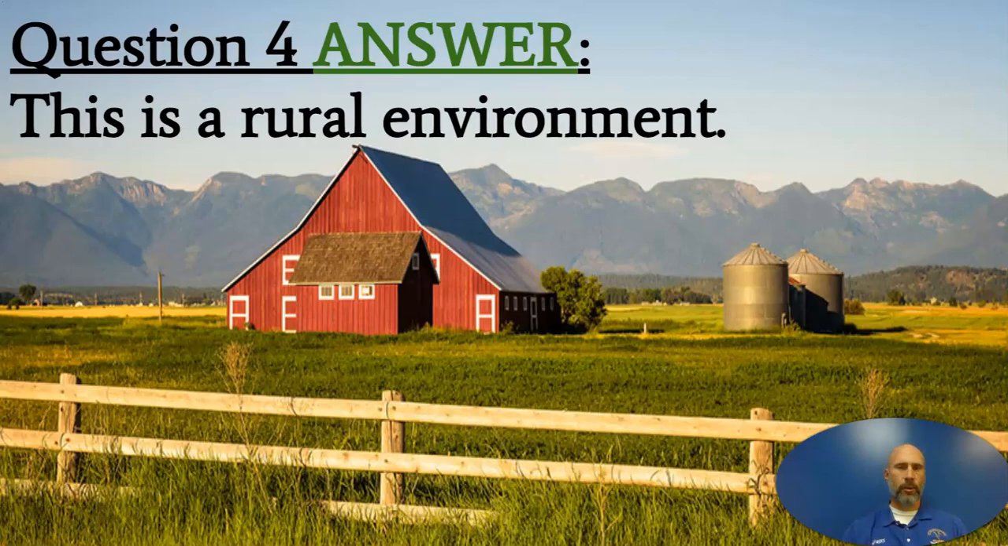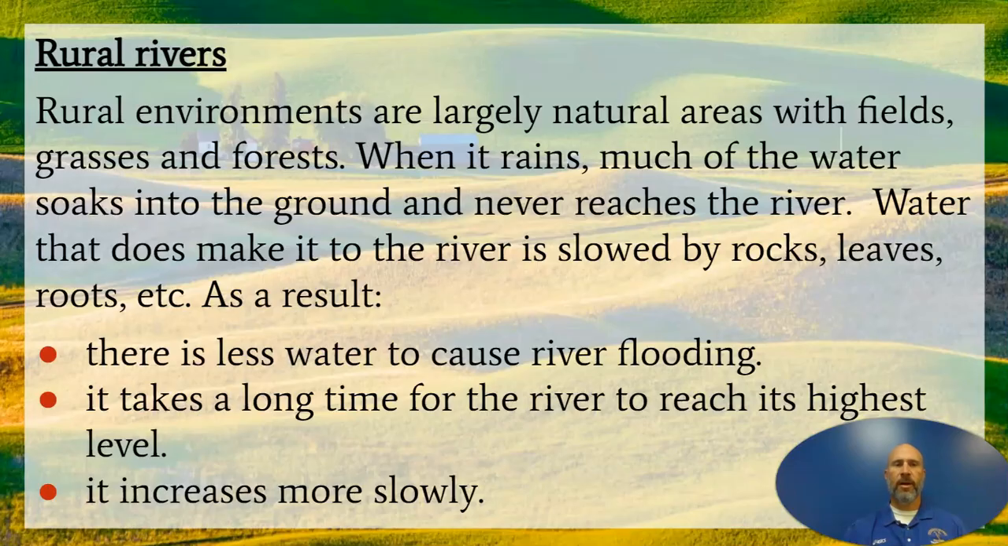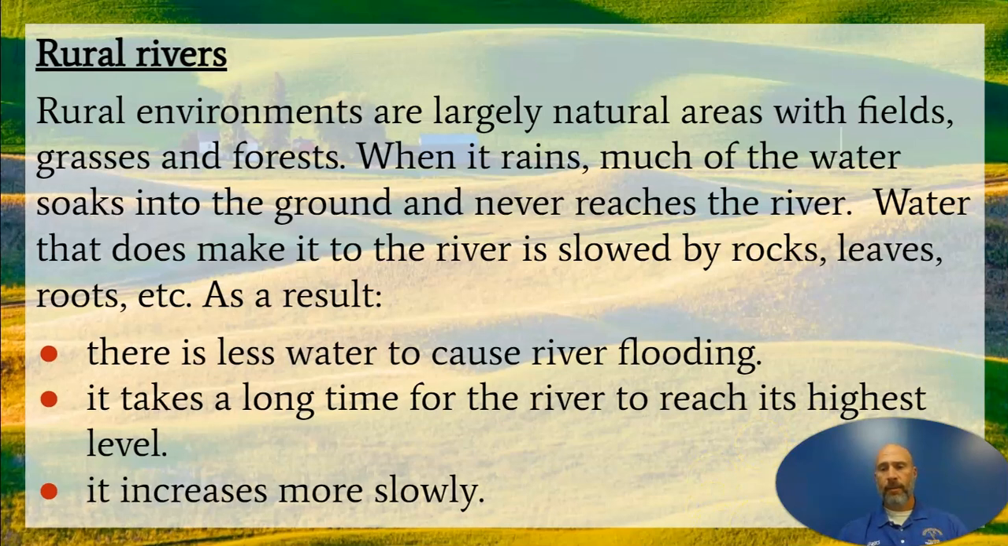Of course, that is a rural environment, right? You got your farm there. Now, rural environments, as I mentioned, are mostly natural areas with fields and grasses and forests. When it rains here, most of that water is getting absorbed into the ground, and it never makes its way to the river because it just gets sucked up by the ground.